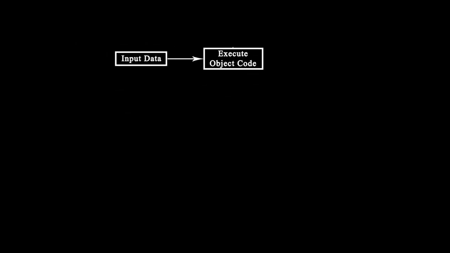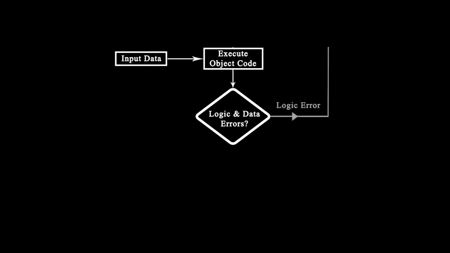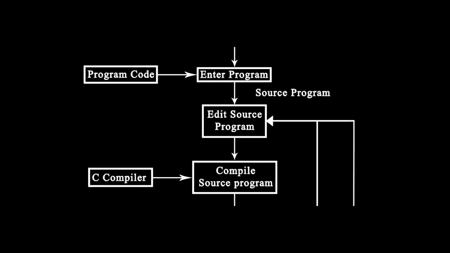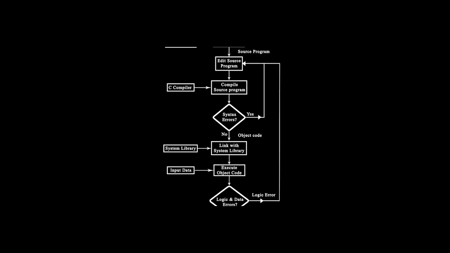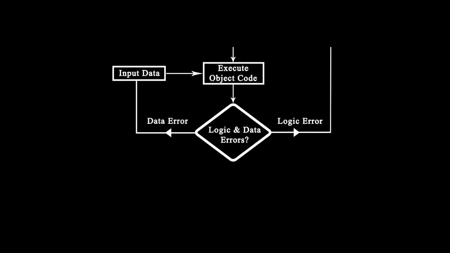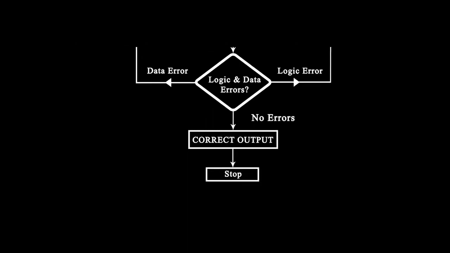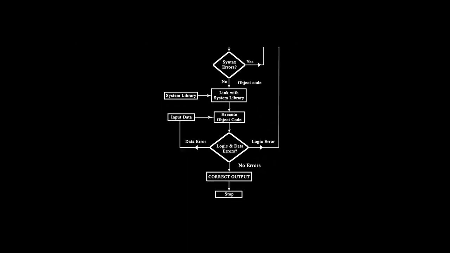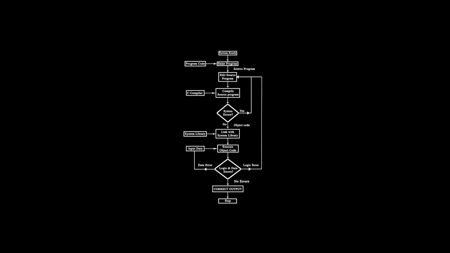While executing my code, my program will prompt me to input the data, and then it will check for logical and data errors. If there is any logical error, I'll go back to my edit source program block, and then again I'll check if there are any errors or not. If there is no logical error but there is a data error, then I'll be prompted again to input the data and then check again if there are any logical or data errors or not. If there are no errors, then the correct output will be printed and then the program will stop or terminate. So this is how the program is executed in C.